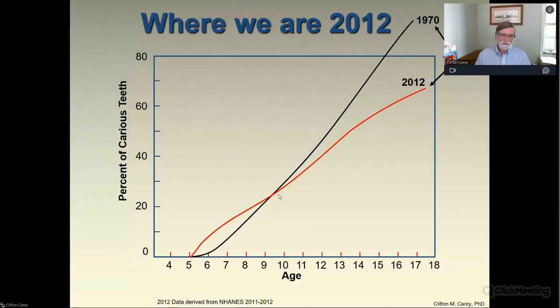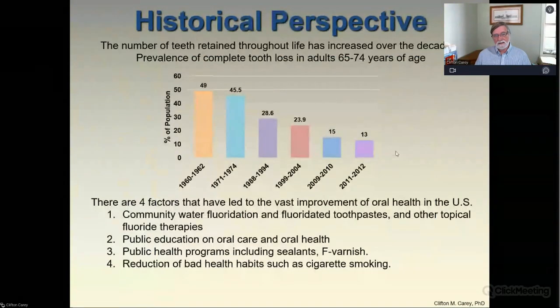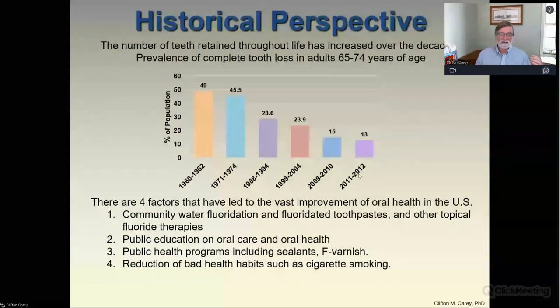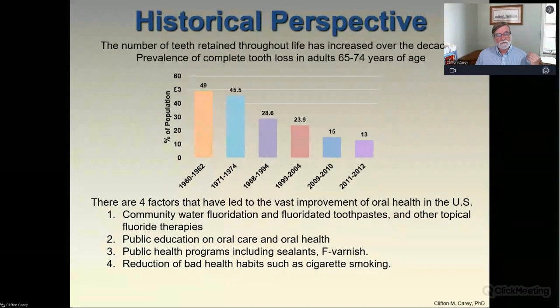And in those 42 years, there has been a lot that's gone on, and we'll get to the factors in a minute, including the reduction of the amount of edentulous people in the world. And so what we see here is from roughly half, this is United States data, roughly half down to 13% in 2012. This didn't happen just by magic.